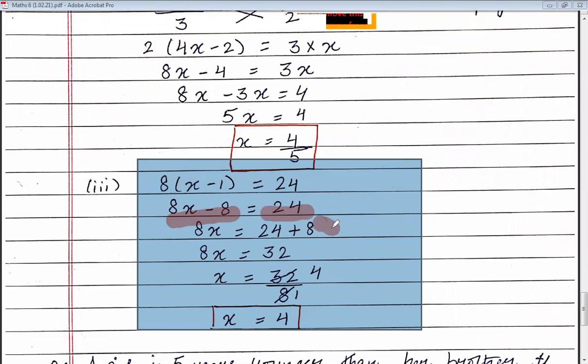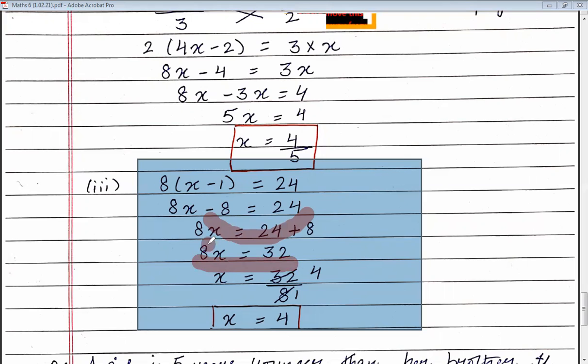Now, this is again our favorite step, that is the transpose method. So, in this, you have to transpose minus 8 first. Minus 8 will go to that side and it will add on the right hand side. So 24 plus 8 is equal to 32. 8x is equal to 32.